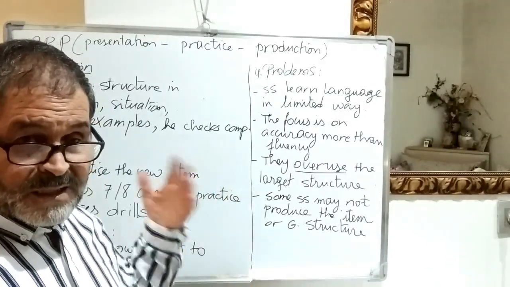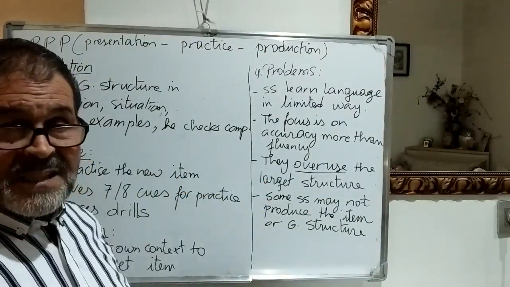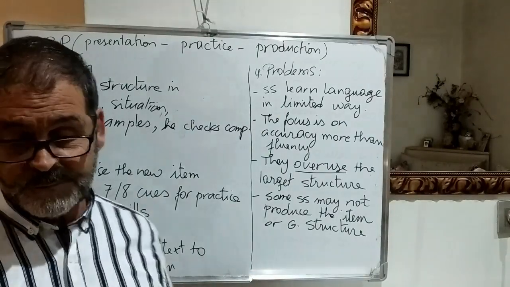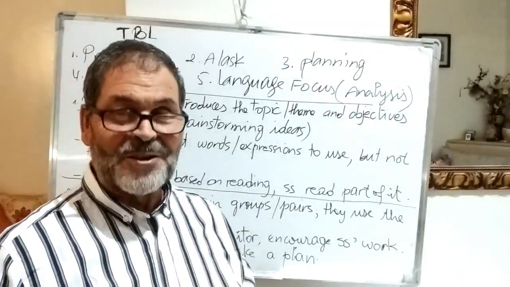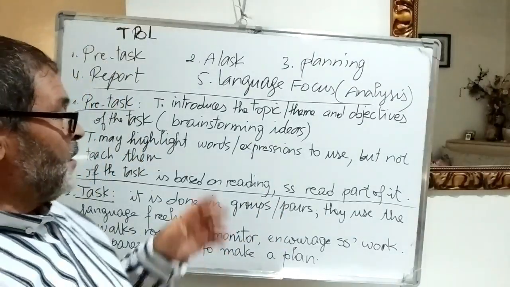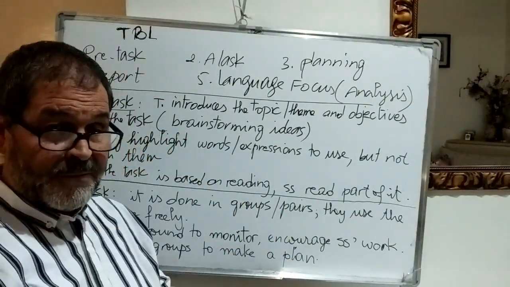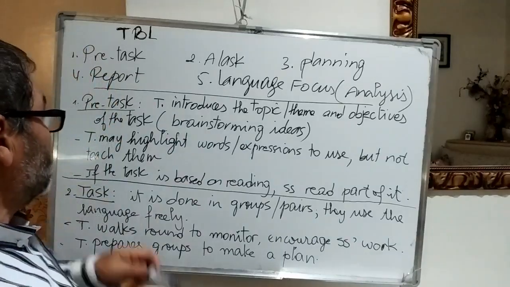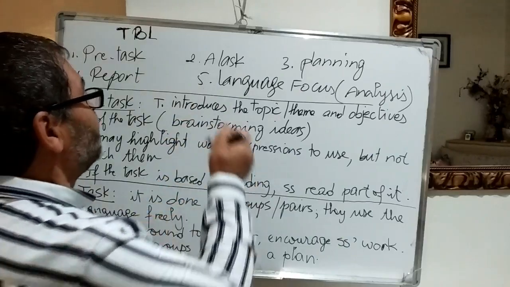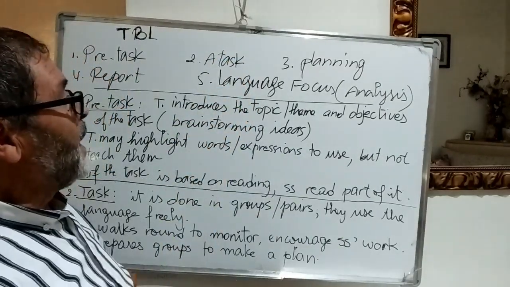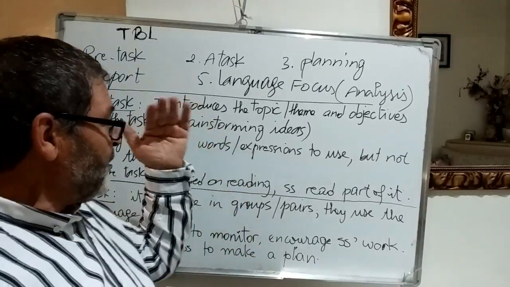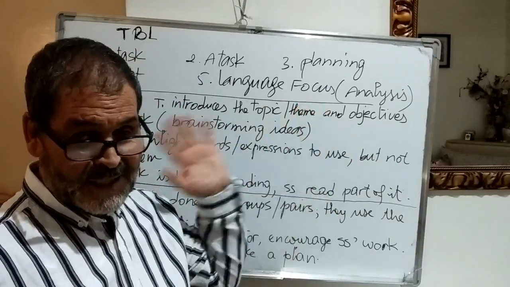Now we are going to see task-based learning and the stages that we are using in this method. Now we move to task-based learning, TBL, or task-based instruction. It's the same. So, of course, task-based learning consists of 5 stages. So we are going to see first pre-task, number 2, task, number 3, planning, number 4, report, number 5, language focus or analysis.